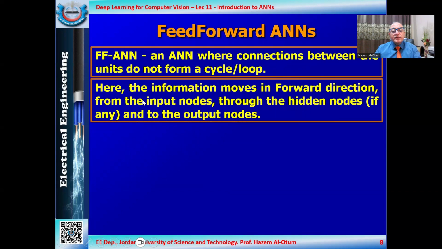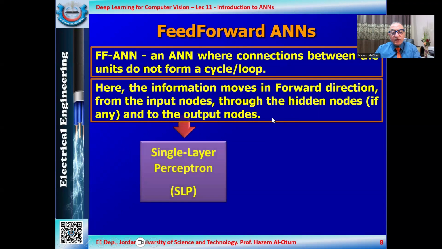Here, the information moves only in the forward direction, from the input nodes through the hidden nodes. Of course, in big or deep neural networks, we have a lot of neurons, nodes or layers, and here we may have some hidden layers or hidden nodes. It's not a must to have a hidden layer. Sometimes you may not have any hidden node, and in this case you just pass from the input through the perceptrons to the output. So there is no feedback, no backward direction from the output nodes to the input nodes in this case.